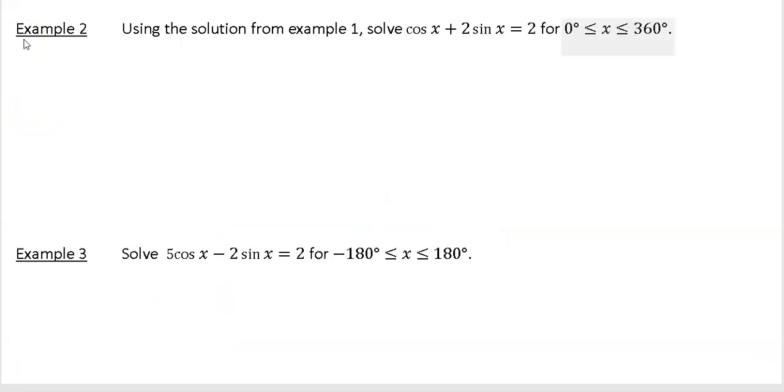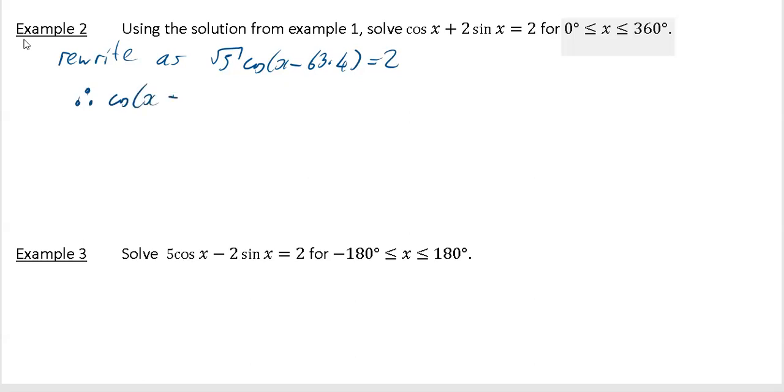Okay, this example says, using the solution from example 1, solve root... x plus 2 sine x is equal to 2. So we're just going to say, first of all, rewrite the equation as root 5 times cos of x minus 63.4 is equal to 2. So therefore, cos of x minus 63.4 is equal to 2 over root 5.